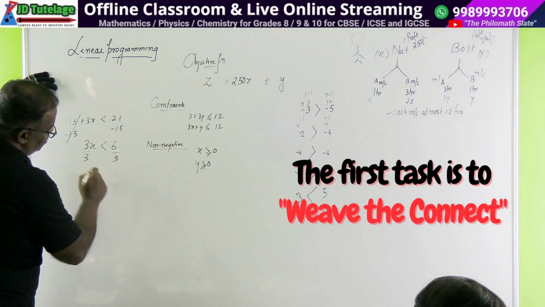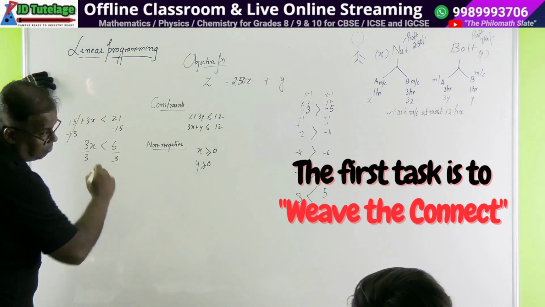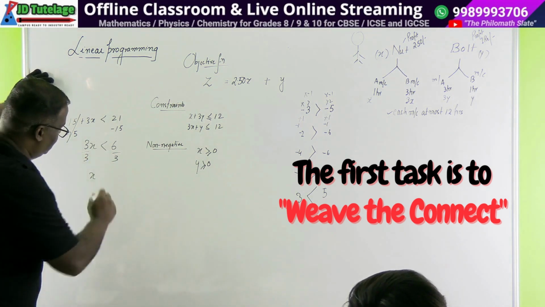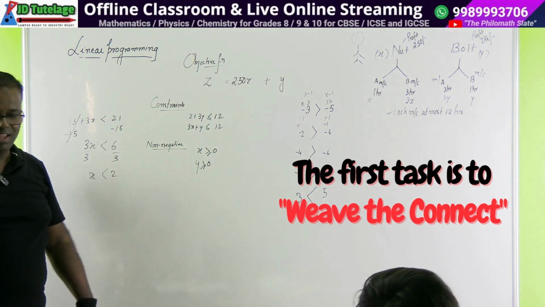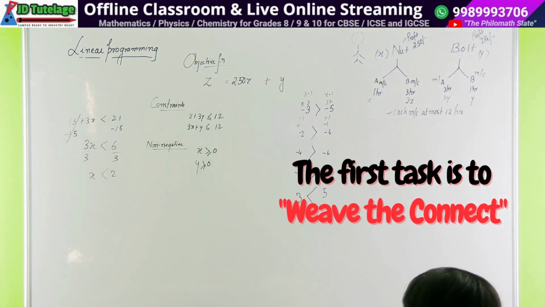That makes it x because we are dividing by the same number. And mind you, this is a positive number. So we get x is less than 2. Our job is done. But we are desis.